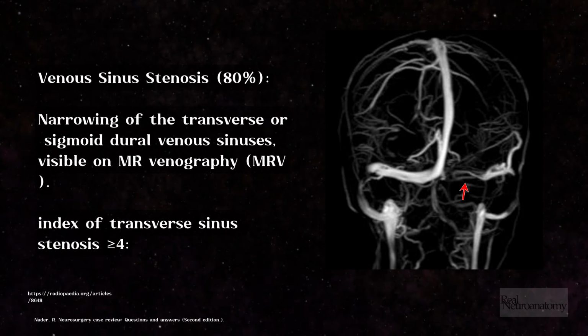Venous sinus stenosis (80%): narrowing of the transverse or sigmoid dural venous sinuses, visible on MR venography (MRV). Index of transverse sinus stenosis is greater than or equal to 4.